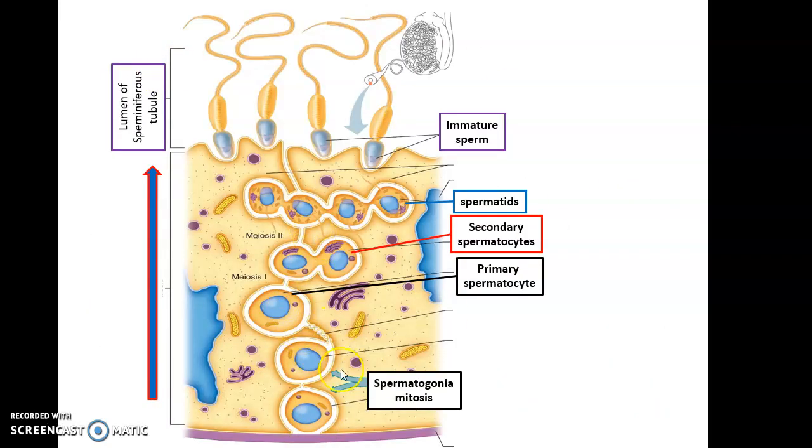As the divisions occur, the cells migrate through the wall of the seminiferous tubule so that the final immature sperm are found in the space, the lumen of the seminiferous tubule. So spermatogonia divide, then we get meiosis, and then the spermatids develop into little immature sperm found in the lumen, the space of the seminiferous tubules.